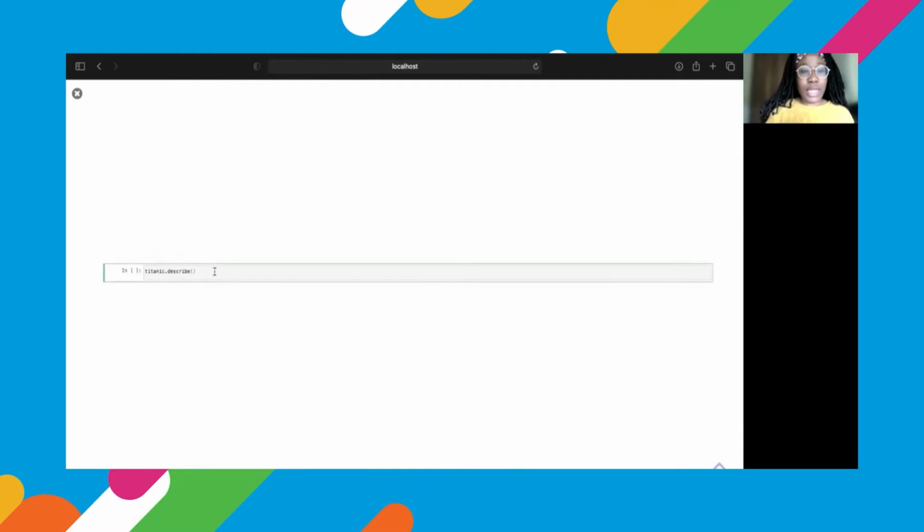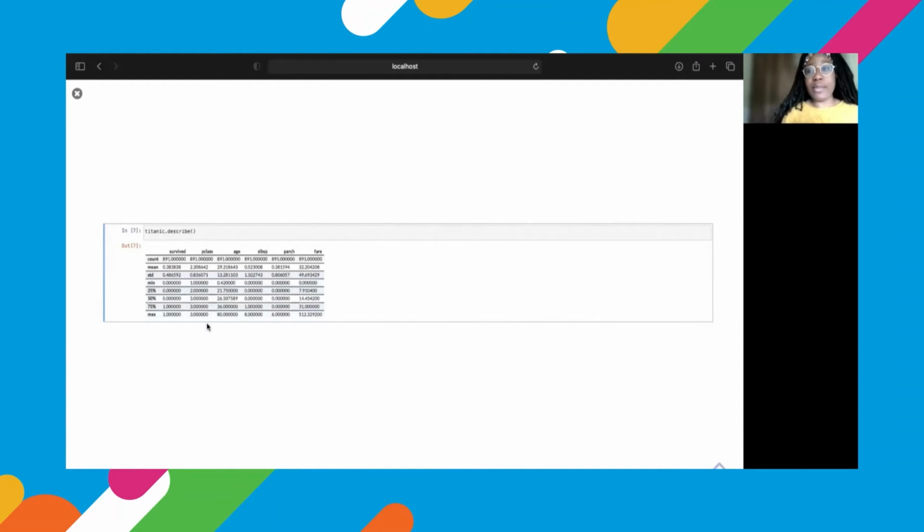Okay, now if I do Titanic.describe, this is going to give me the summary statistics of the numeric variables in our data set. Now, survived isn't really giving us much because it's encoded as 0 for not surviving and 1 for surviving, so the mean doesn't give us any interesting information.